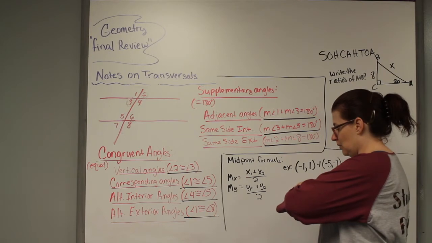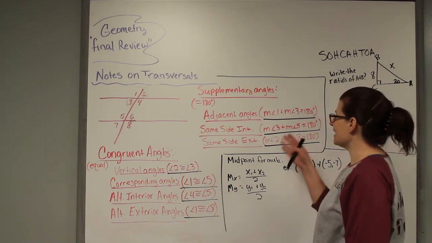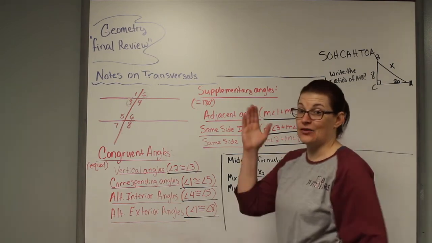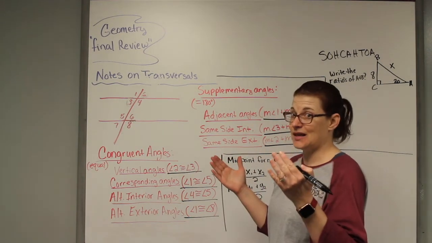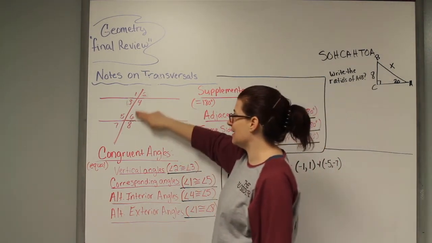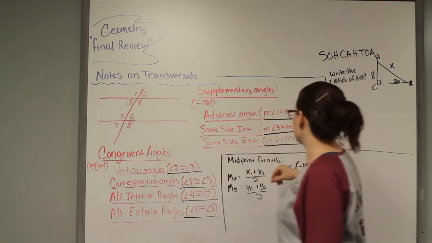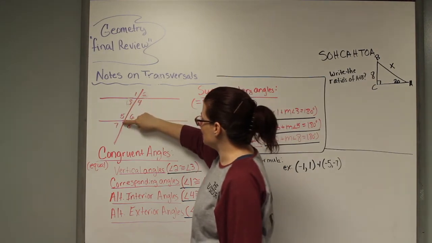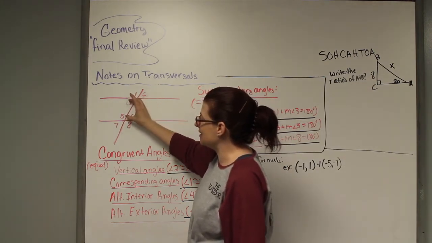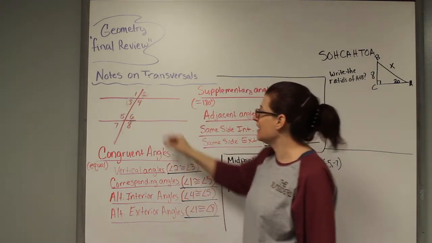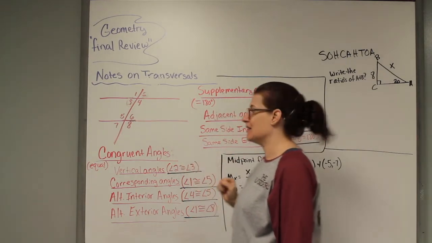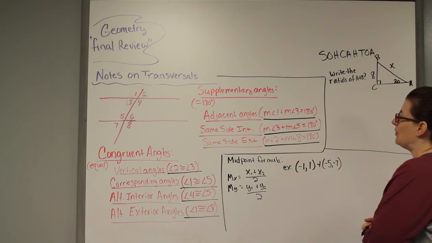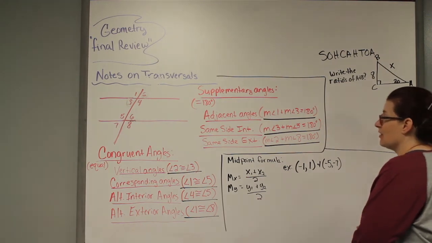The next one would be same side interior. Now, same side interior means they are not alternate on opposite sides of the line, but they're on the same side and they're inside. So same side interior would be 3 and 5. That means this one and this one. They're on the same side and they're inside. They add to 180. So do 4 and 6.